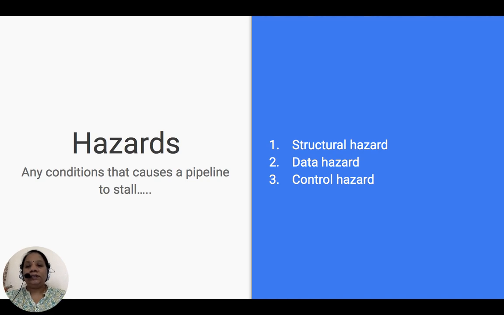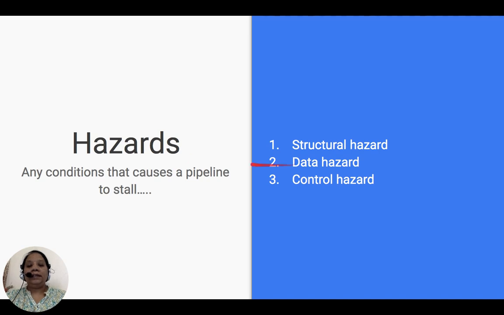So a hazard is any condition that causes a pipeline to stall. What do you mean by stall? It is a pause or delay. Instead of pipelining completing every instruction in just three clock cycles, if there is a delay even in one instruction, it causes a stall. So that condition in any processor that executes using a pipeline is called a hazard.